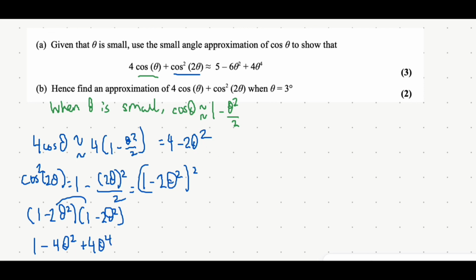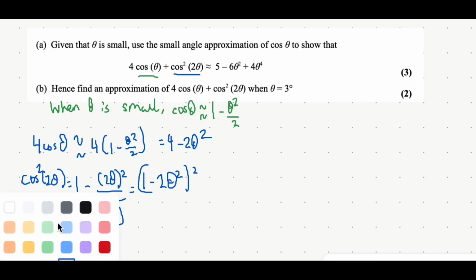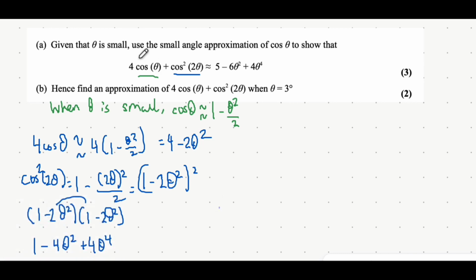Now we can join these together. So let's do this in a different color. Because what it's asking us to do is this. Sorry, this plus this, which is this plus this. Collecting like terms, 4 plus 1 is 5, minus 2 theta squared, minus 4 theta squared is minus 6 theta squared, and lastly we have the 4 theta to the power of 4, and that matches exactly to what part A is asking us for, so we can move on now.